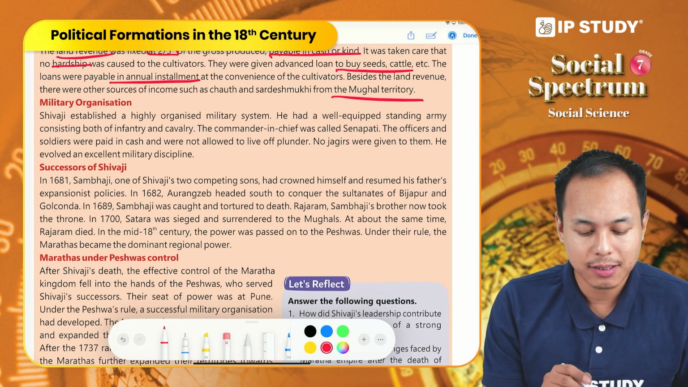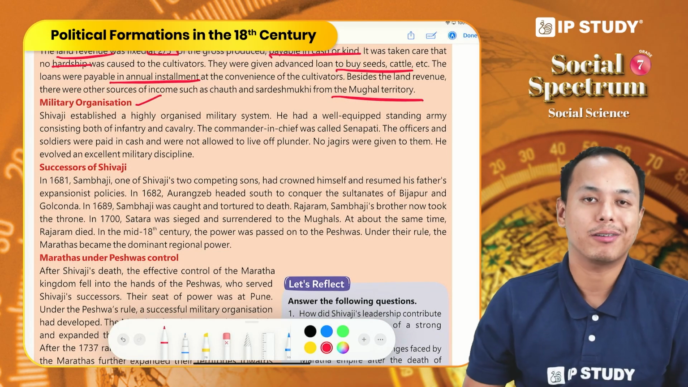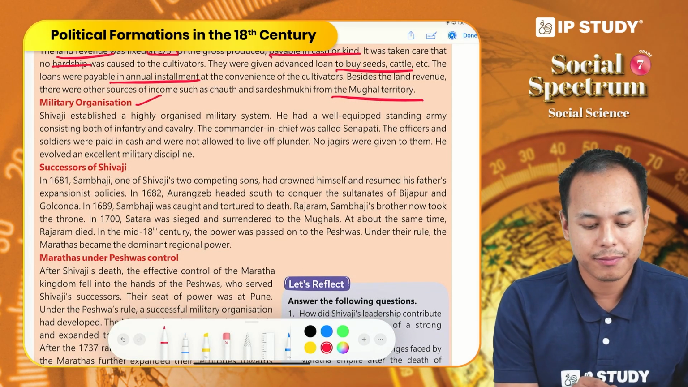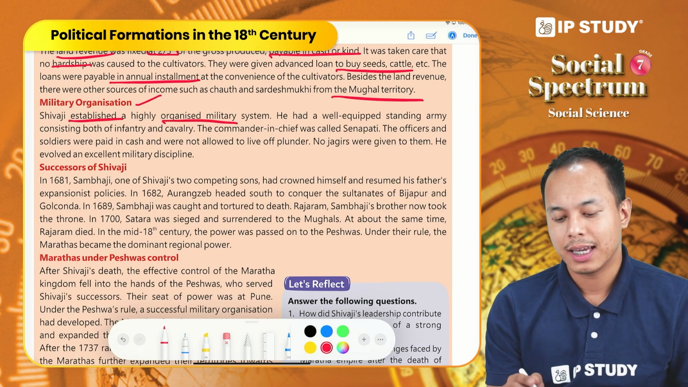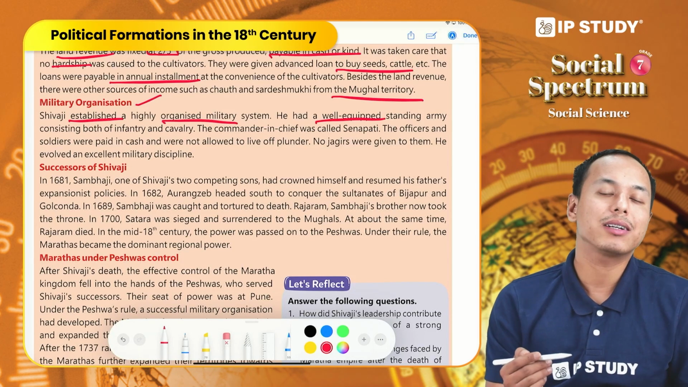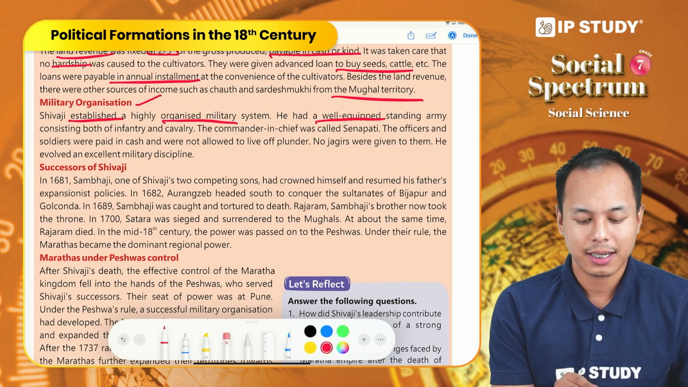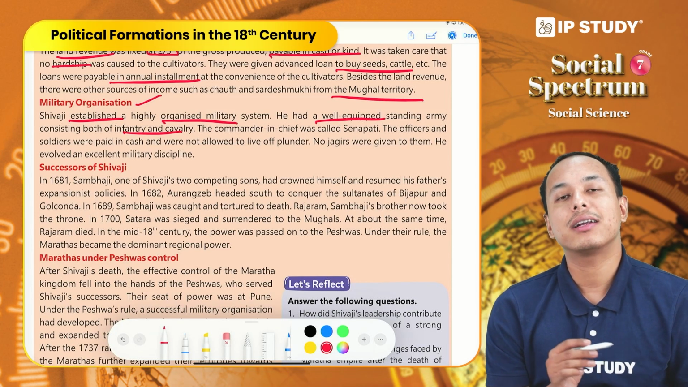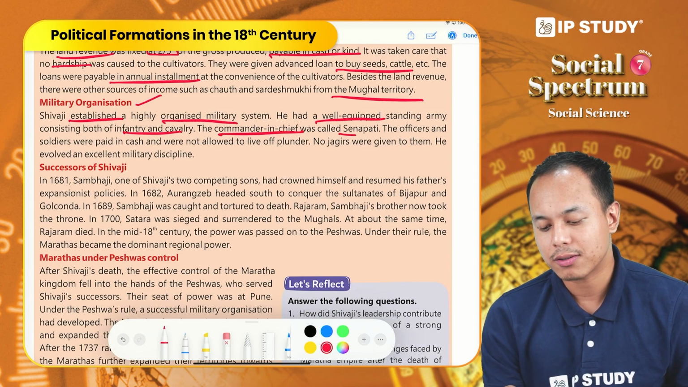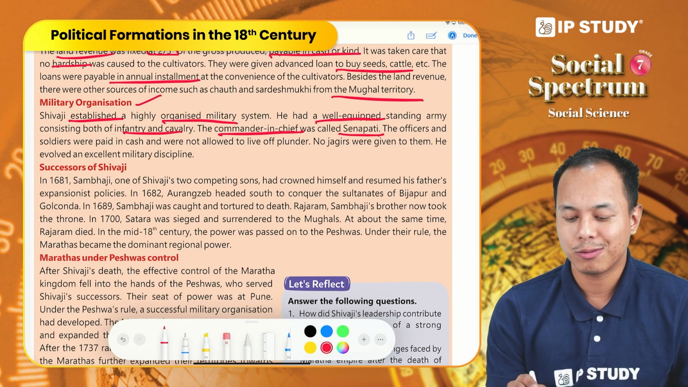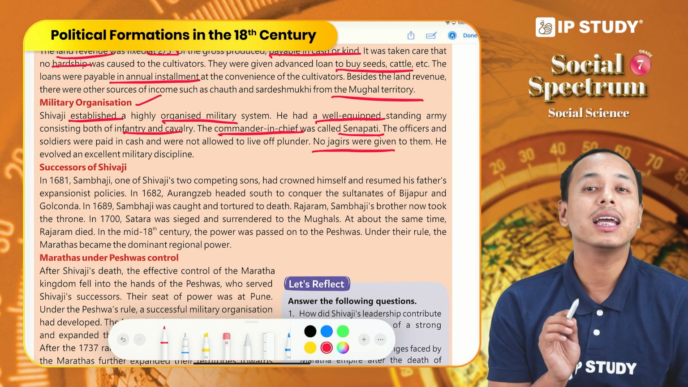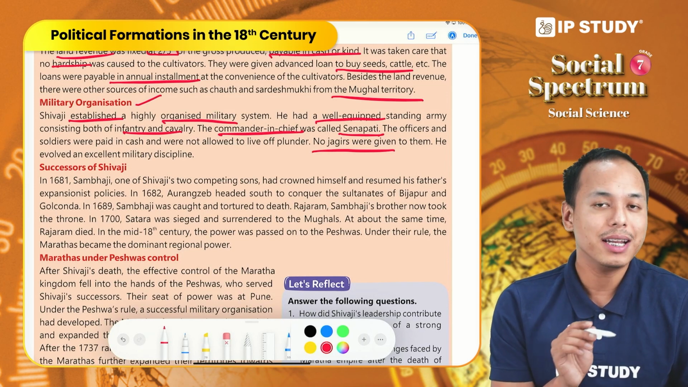Now let us discuss the military organization. Shivaji established a highly organized military system. He had a well-equipped standing army consisting of both infantry and cavalry. The commander-in-chief in his army was called Senapati. All the officers and soldiers were paid in cash, and no jagirs were given to them. Thus, he evolved a very well-disciplined army.